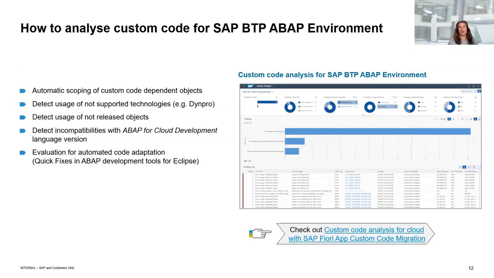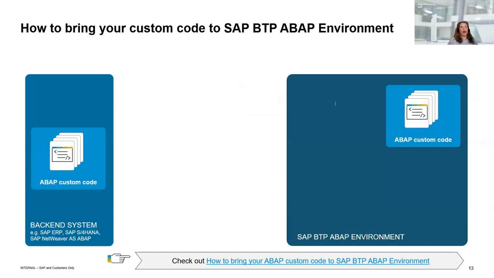For the custom code analysis for SAP BTP ABAP environment migration, you will also use the custom code migration app. And you will check your custom code for cloud. In this case, you execute a dedicated project in the custom code migration app for BTP ABAP environment, and it will check for usage of unsupported technologies, usage of not released objects from the ABAP platform, and compatibility with the ABAP cloud language version, and so on. And we also offer quick fixes for adaptation in ABAP development tools for Eclipse. So this is how you migrate the code.